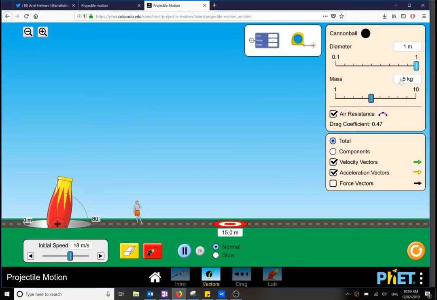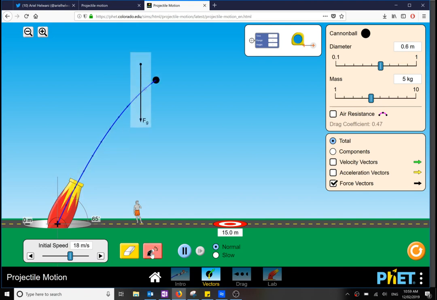It's a cannonball. Air resistance, no air resistance. Let's look at the force vectors. Fire. No, go. Bang. I don't know what that was, but anyway. Bang.